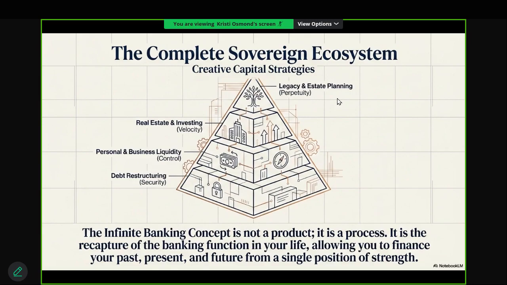So, keep in mind that the infinite banking concept is not a product, it is a process. It's a system. The more that you understand the system and the relationship of money, and how to improve your overall financial economy, the better off your system is going to be. Hopefully you guys got something out of it.